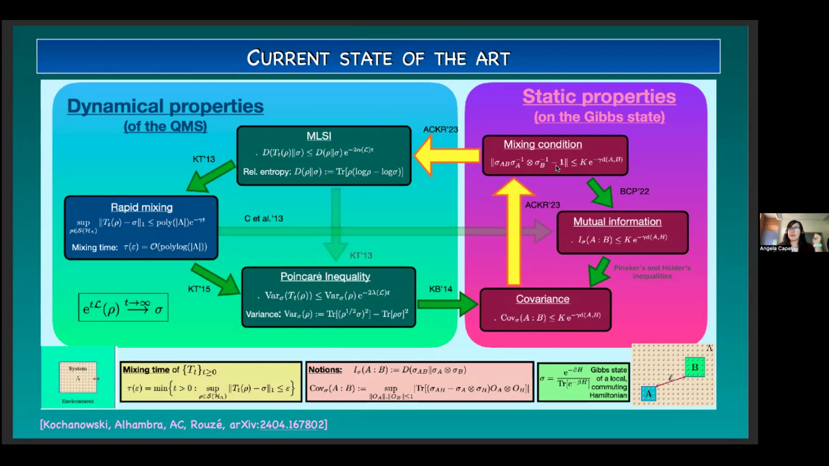However, we knew from the results that I mentioned before that having an exponential decay on the mixing condition allows you to come to the mutual information and to the covariance. And what we can now say is that you can come back from the covariance to the mixing condition. So you can lift these results. And this can be done in the case in which you even have a non-commuting Hamiltonian, and even for exponentially decaying interactions, so not only for finite range interactions. So you can come from the covariance to the mixing condition.